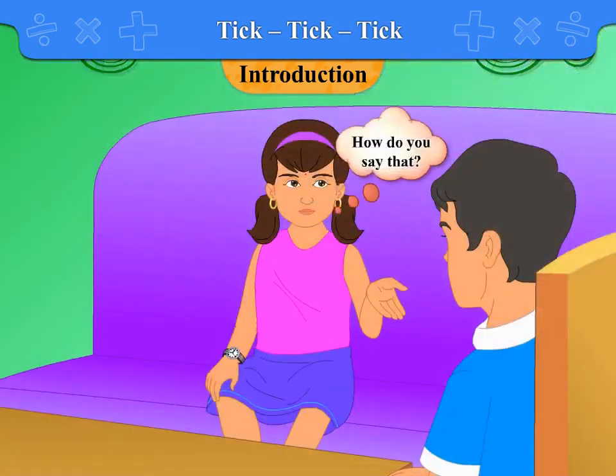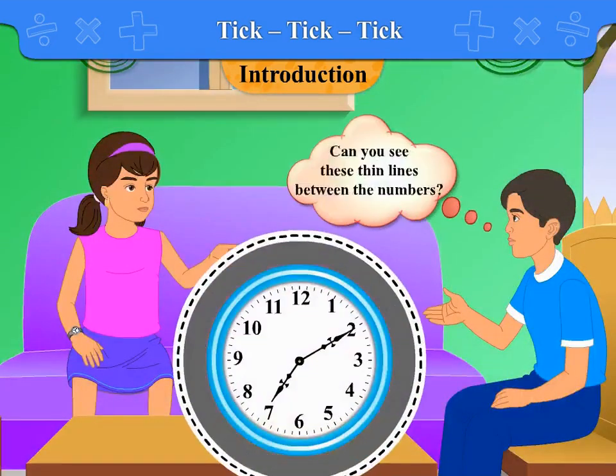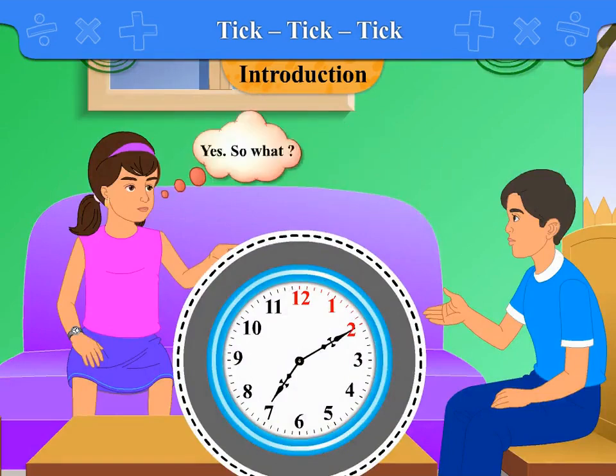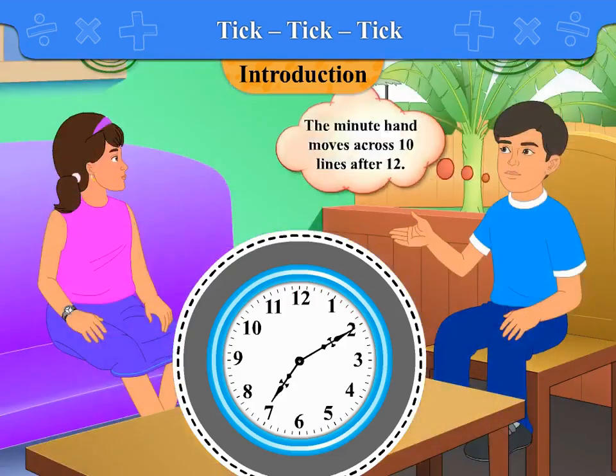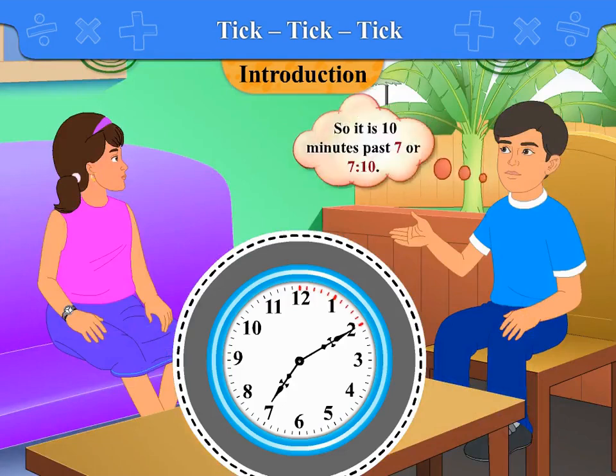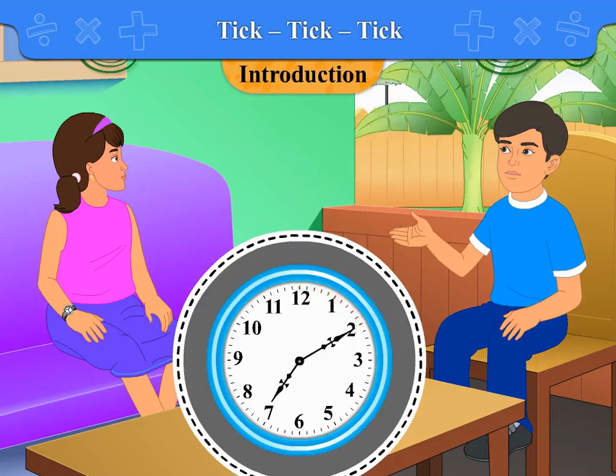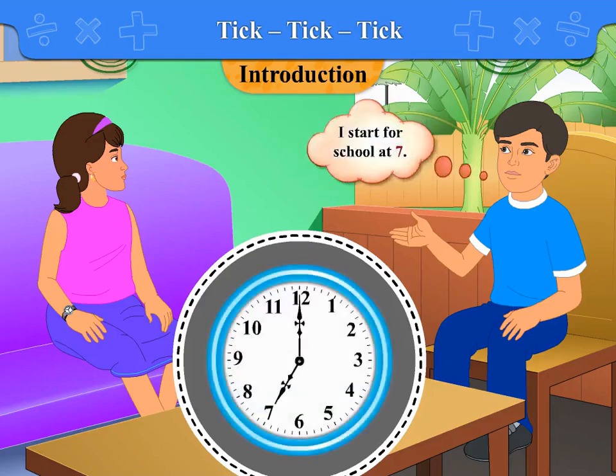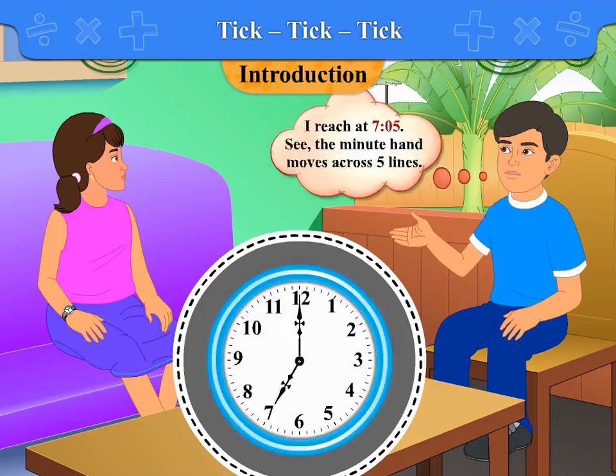Sanya asks, How do you say that? Pankaj replied, Can you see these thin lines between the numbers? Sanya said, Yes, so what? Pankaj explained, The minute hand moves across 10 lines after 12. So it is 10 minutes past 7 or 7:10. I start for school at 7. I reach at 7:05. See, the minute hand moves across 5 lines.